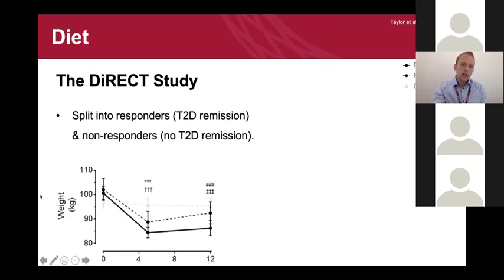So here we have the average weight lost by the different groups. So the solid black line is the responders, those who achieved type 2 diabetes remission, and the black dotted line is the non-responders. So what we see is that both groups achieved the target sort of weight loss of 15 kilograms. So you can see going from around 100 kilograms on average to around about 85 kilograms. And the very faint grey line there is the control group, obviously the standard routine diabetes care, and you can see weight was maintained over the 12 months.